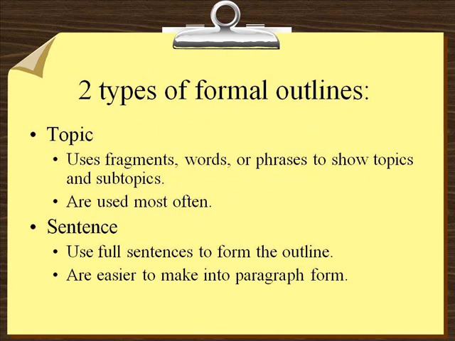There are two types of formal outlines. Both have their strengths and their weaknesses. A topic outline uses fragments, words, or phrases to show topics and subtopics. This is usually the style of outline that students prefer because it's easy to create from scratch. It does not take as much thought since you do not have to worry about full sentences. Unfortunately, many students find that they get points counted off for using this type of outline since they fail to use correct parallel format. Hang on to that thought.